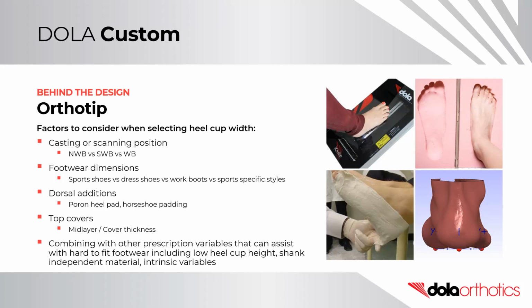Factors to consider when selecting your heel cup also include the footwear dimensions. What type of shoe is the orthotic device going into? A sports shoe versus a dress shoe versus a work boot versus a sport-specific style. Any dorsal additions in your prescription, including Poron heel pads or horseshoe pads. The planned top cover thickness, including a midlayer, including Poron, or the overall cover thickness.